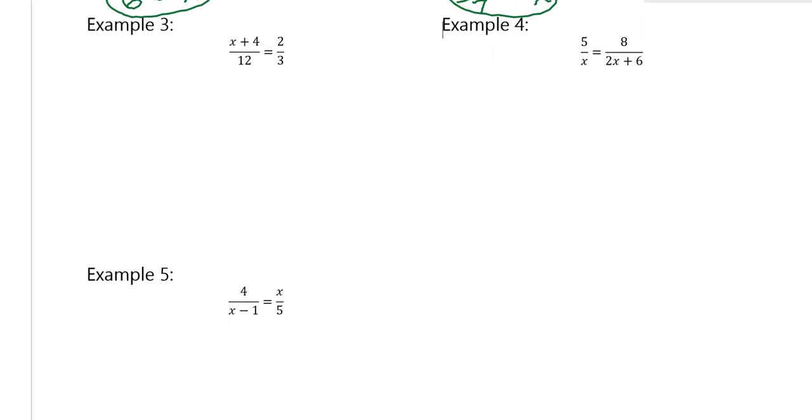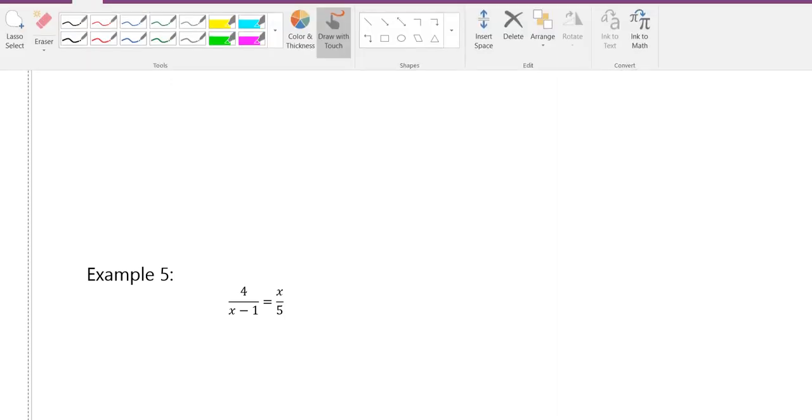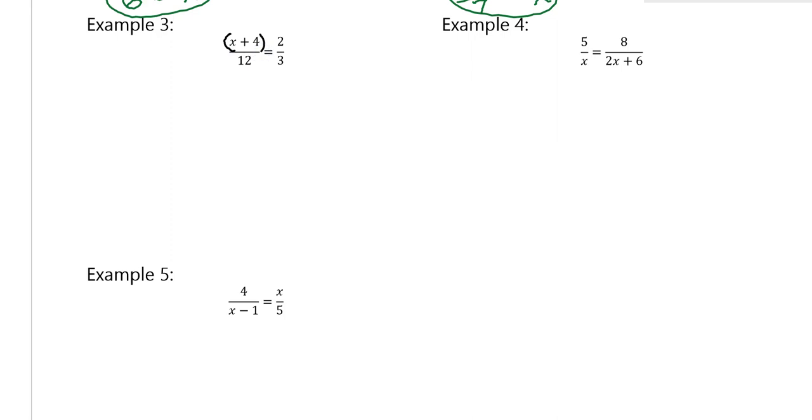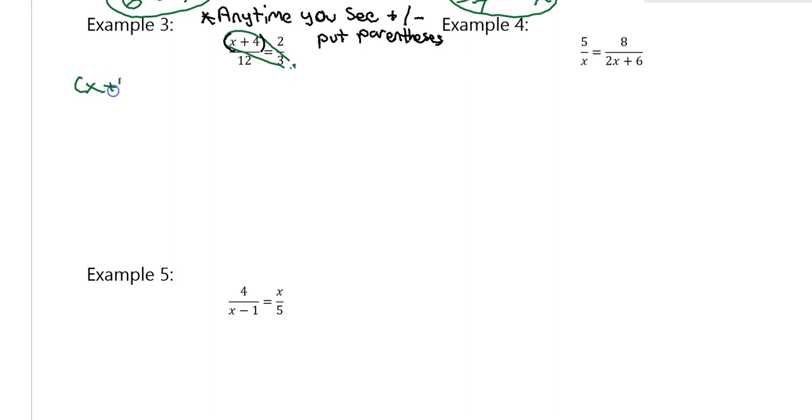All right, looking at example 3. Example 3 gets a little bit different. You see I have this plus sign. One rule, anytime we have a plus sign, I'm going to put parentheses around it. Or a subtraction. Anytime you see plus or minus, put parentheses. That's going to be one of our rules. So I'm doing the same thing then. So I have x plus 4 times 3 equals 12 times 2. The reason I have to put parentheses is because I have to remember to distribute that 3 to both of those things. So I really have 3x plus 12 equals 12 times 2 is 24.